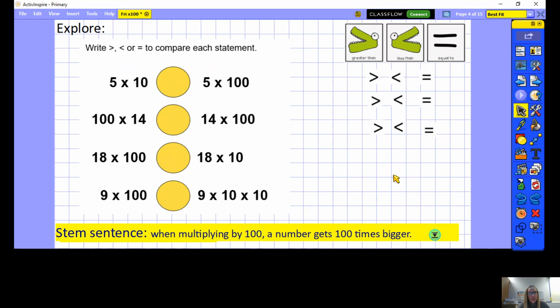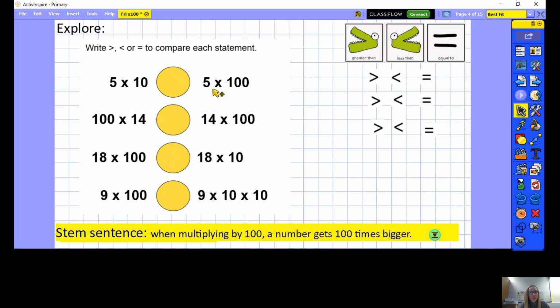Okay, this time we're going to have a look at these statements on the screen and decide if we think they are greater than, less than, or equal to. So if you just look at the top here, just a quick reminder, we've got the crocodile's teeth here to remind us the symbols. The crocodile always eats the bigger number, so think about which way around these symbols go. So we've got greater than, less than, and equal to.